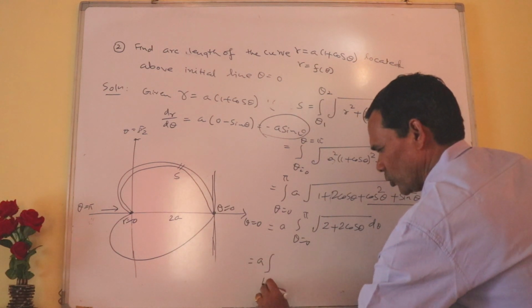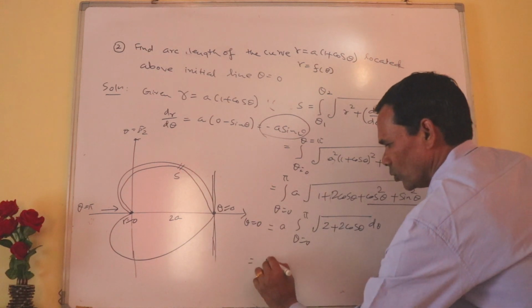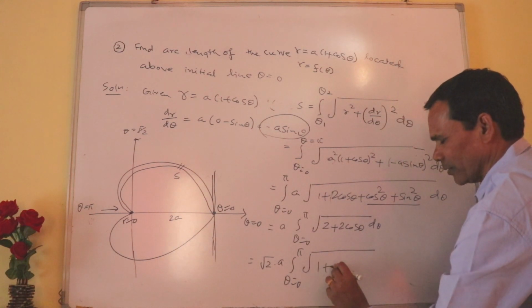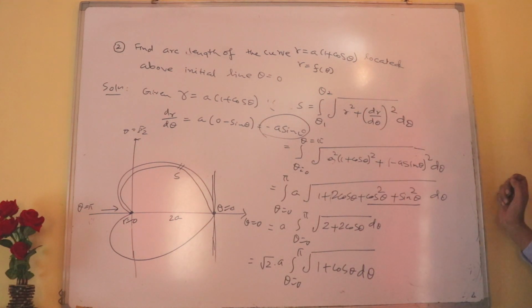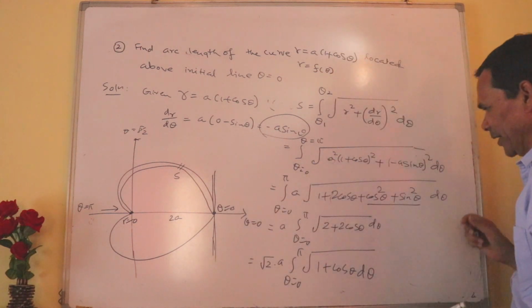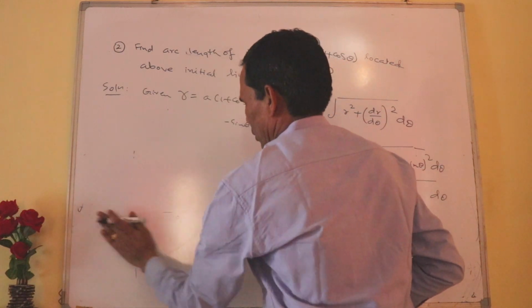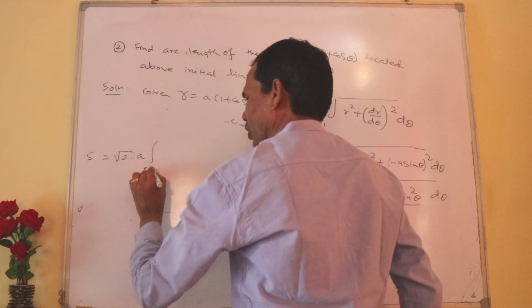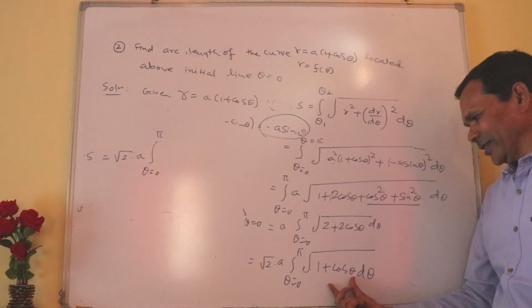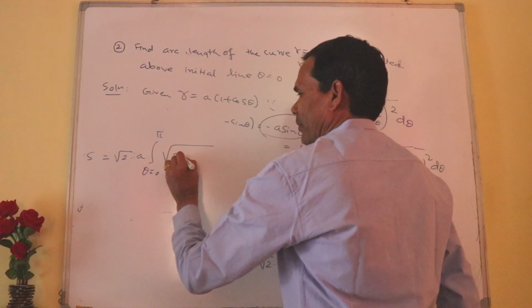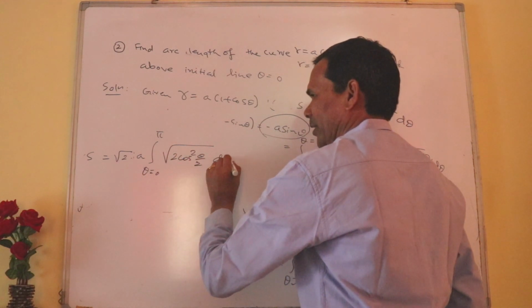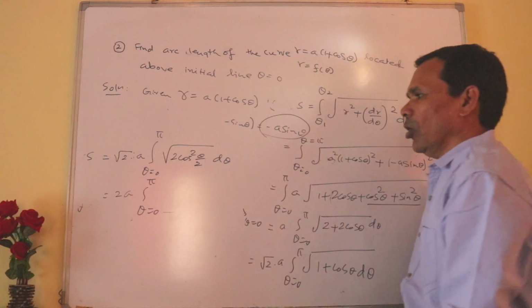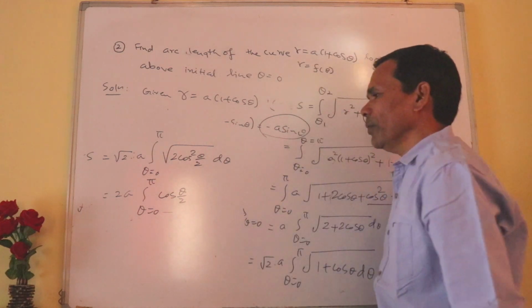This is equal to a integral from 0 to pi. I take root 2 outside here. So root 2 into a, theta from 0 to pi, root of 1 plus cos theta d theta. Now I integrate this. S is equal to root 2 into a, theta from 0 to pi, 1 plus cos theta is 2 times cos square theta by 2, so root of it is root 2 times cos theta by 2 into d theta. This root 2 and root 2 is 2. So 2 times a, theta from 0 to pi, cos of theta by 2 into d theta.